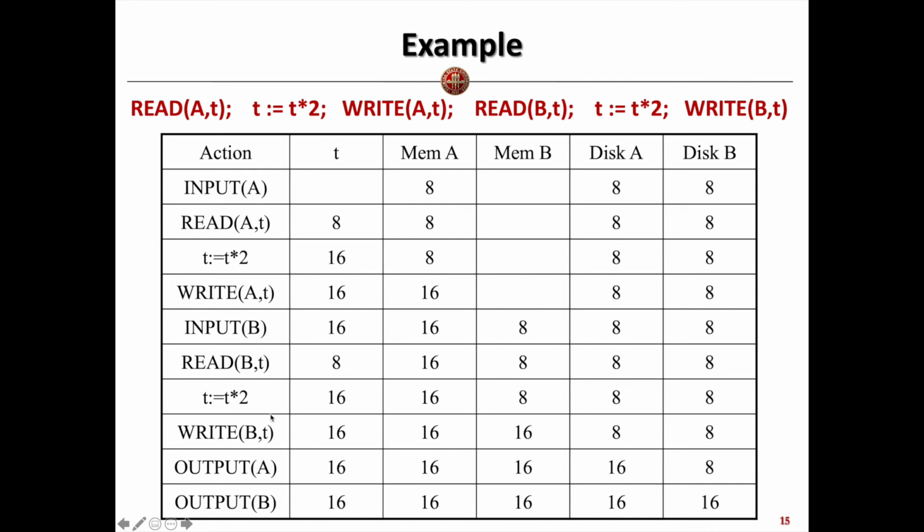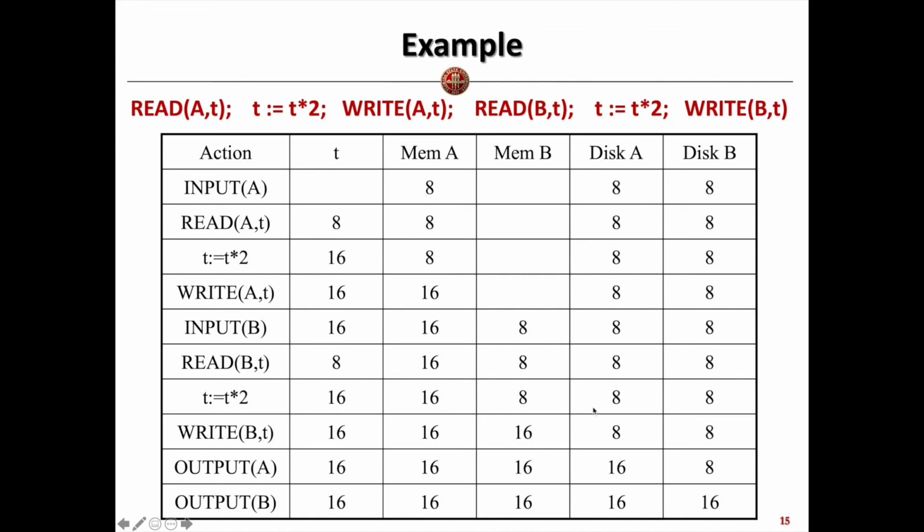And then we can do this double of the T variable. It will become 16 because 8 times 2 will be 16. The remaining is still the same. And we can write B T. We copy this 16 to memory B as well.